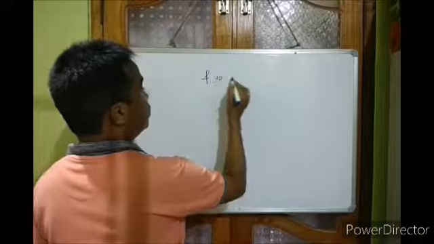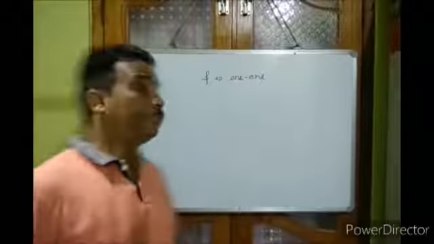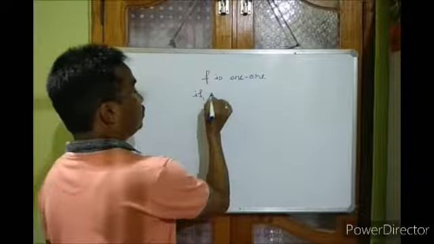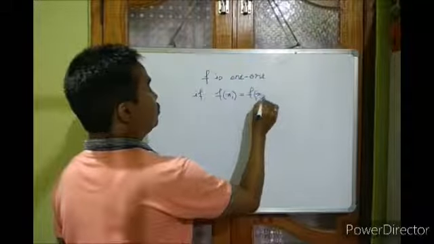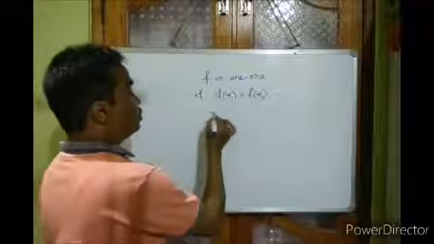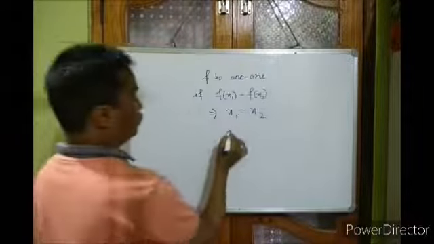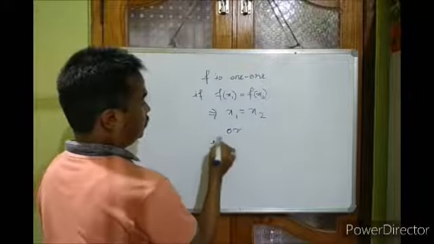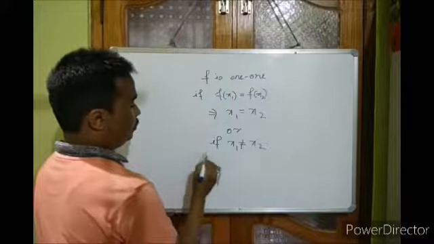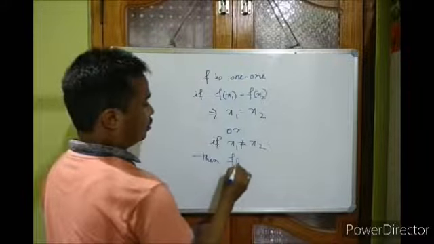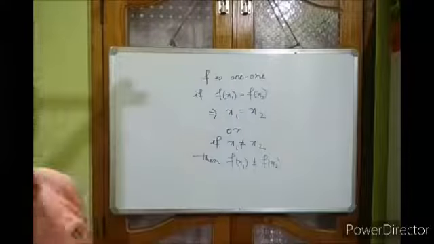F is said to be a one-one function if f(x1) equal to f(x2) implies x1 is equal to x2, or if x1 is not equal to x2, then f(x1) is not equal to f(x2). So this is the definition of a one-one function.